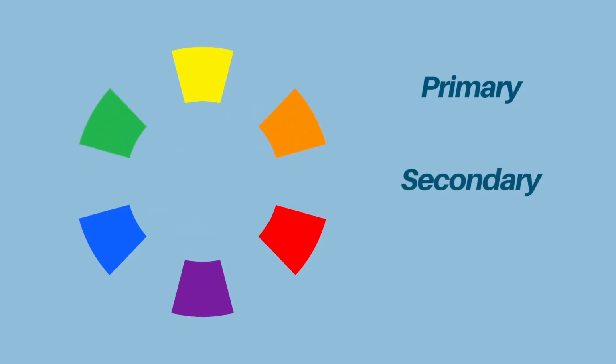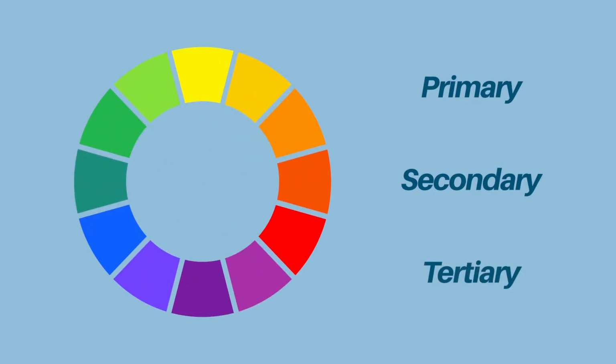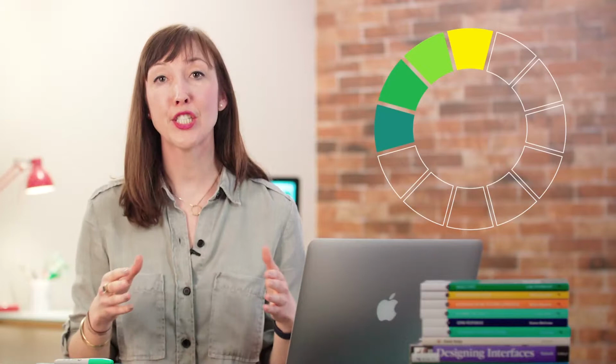Secondary colors are green, orange, and purple. And tertiary colors occur when primary and secondary colors are mixed. Monochromatic design involves using different tints, tones, and shades of a single color. Analogous color schemes draw inspiration from colors next to each other on the color wheel. Complementary schemes use colors that are directly across from each other.